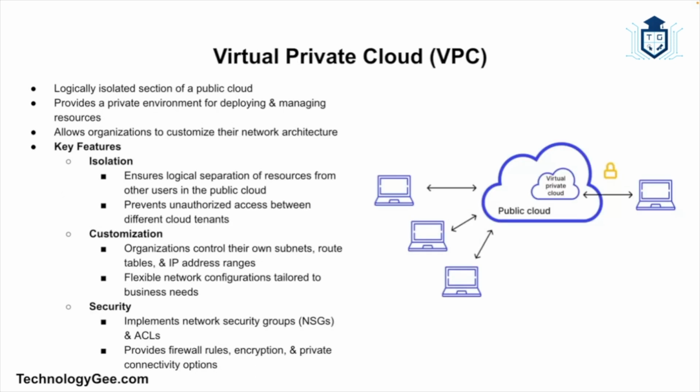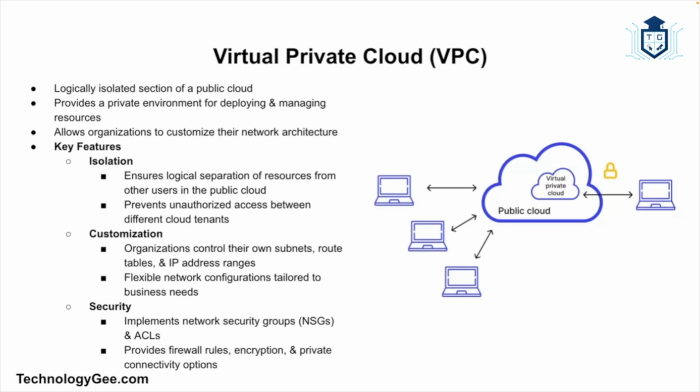All right, next let's talk about a virtual private cloud. So this is a logically isolated section of a public cloud that provides users with a private environment to deploy and manage resources. And organizations can control their own subnets, route tables, and IP address ranges within a VPC.